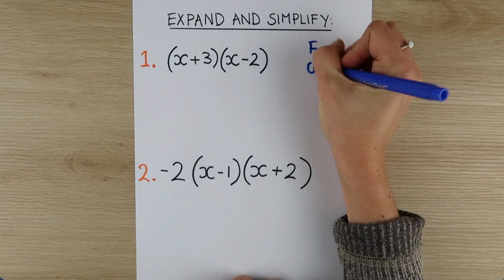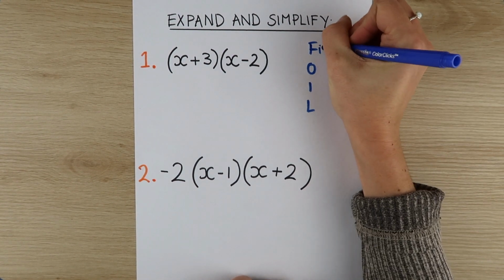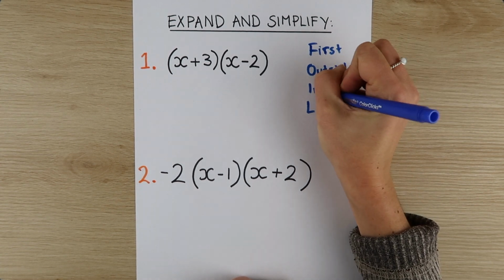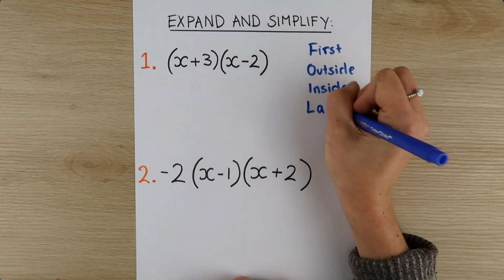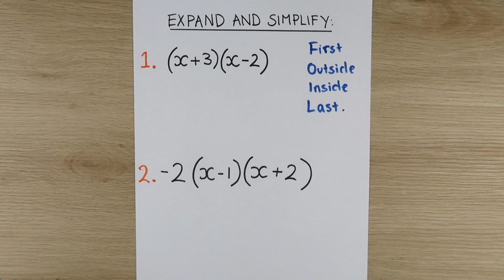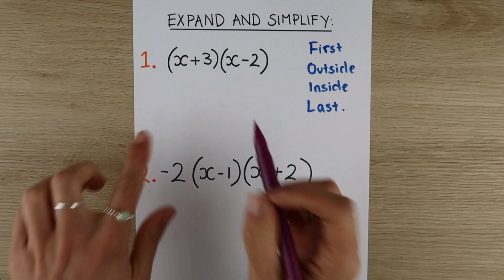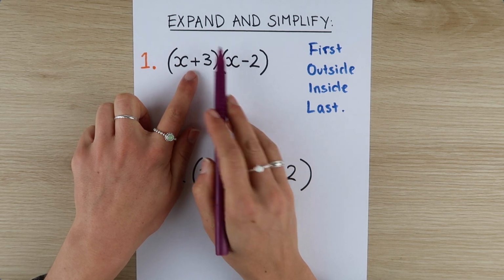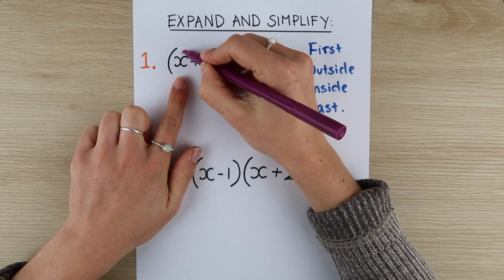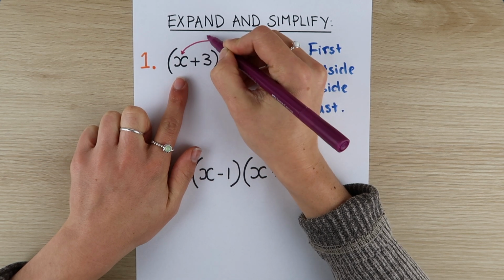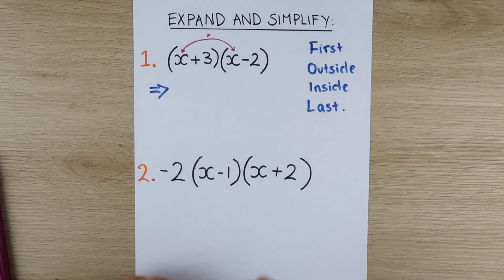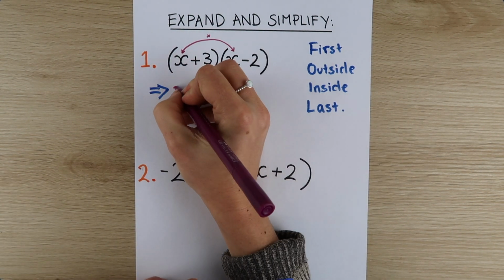So FOIL stands for first, outside, inside, and last. And you're going to see in a moment what that looks like for this question. I'm starting with my first two values. Now I'm never multiplying the ones within the bracket by each other, I'm only multiplying the ones in the other bracket. So I've got x and x, so they're my first two, and I'm timesing them. X times x is x squared.